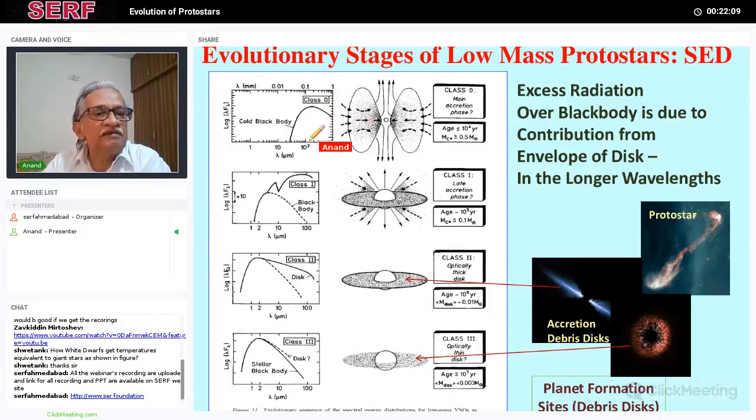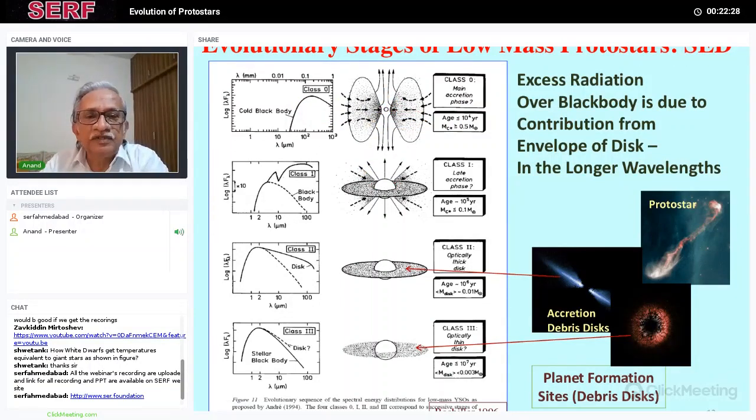It is emitting like a black body, but a very cold black body, about 10-20 degrees Kelvin or so. The accretion is still going on, so this age is about 10 to the power of 4 years. This is the main accretion phase for a low mass star. This is a class 0 object for the low mass stars.